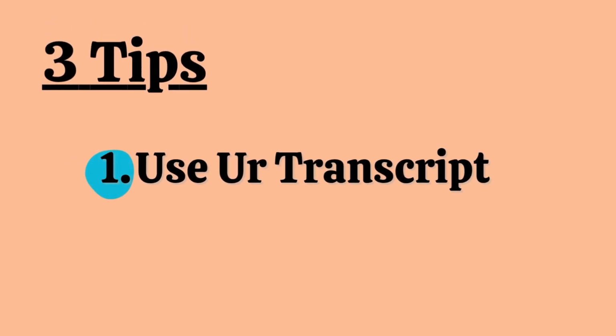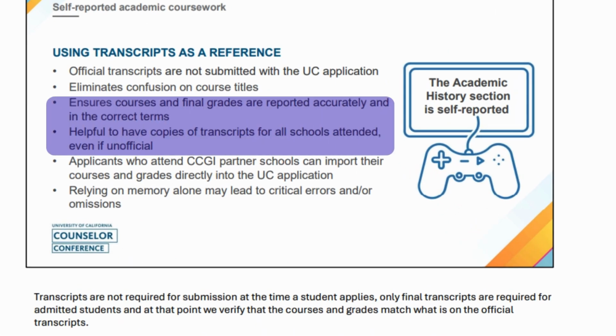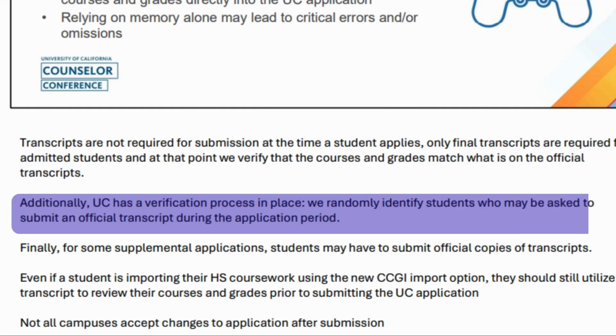I have 3 tips for you here, and number 1 is use your transcripts side by side when you actually fill this out. This is where you worked for your 4 years, and you don't want to make any mistakes, and you don't want to get rescinded either. So make sure you triple check with your transcripts on the side.